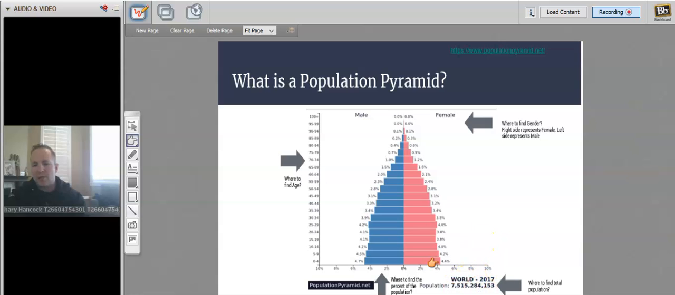At the bottom right here, it will tell you when this was done. So it is a little bit behind. This is 2017 demographics. And you can see in 2017 you had 7.5 billion people in the world. So this is how you look at a population pyramid and how it works, okay?